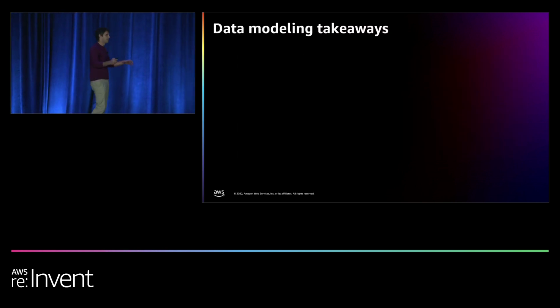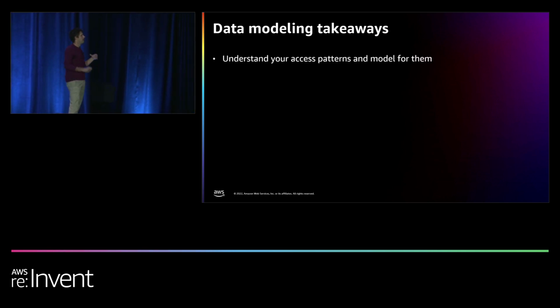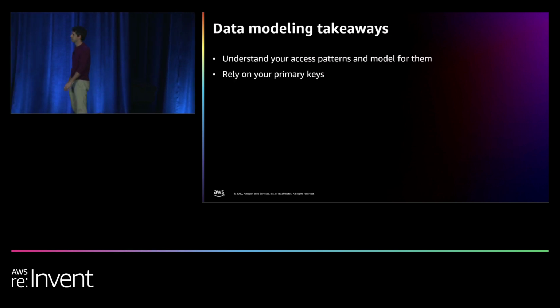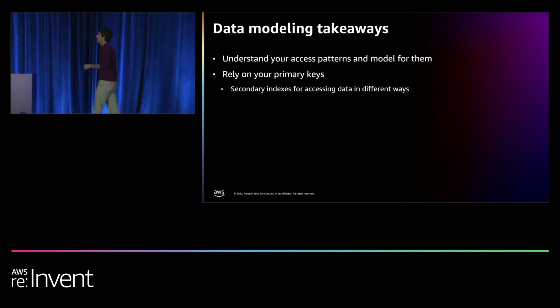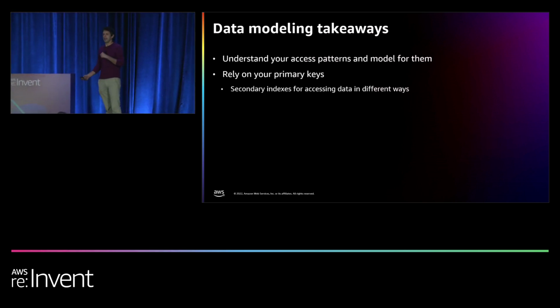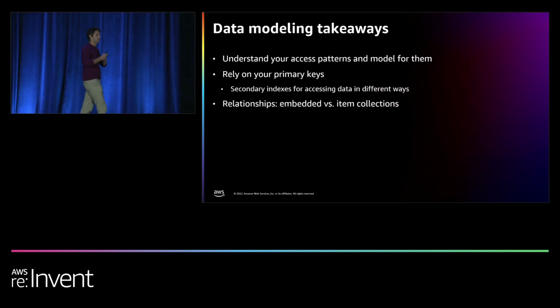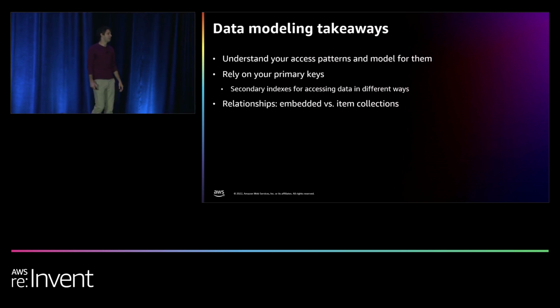So just a couple takeaways from the basic data modeling portion, and I'll go into some more advanced sections, right? Key part here is you want to understand your access patterns and model explicitly for them, and that's where it's going to be different from a relational database. Rely heavily on those primary keys, but then you can use those secondary indexes for reading your data in different ways. We talked about relationships and the different patterns you can do there, when to do embedded, when to do that item collection query pattern.